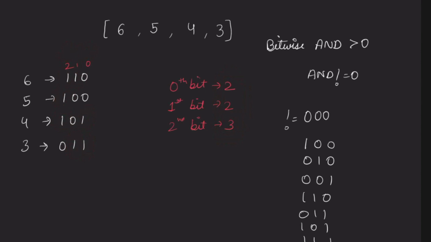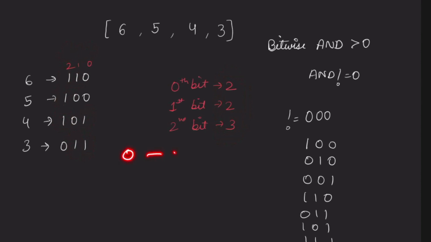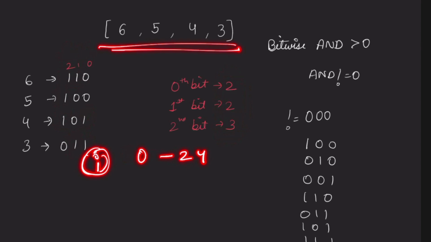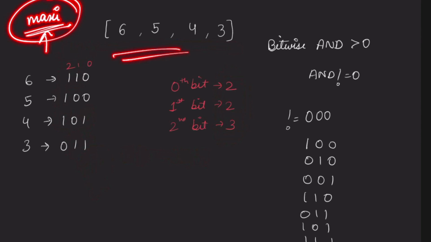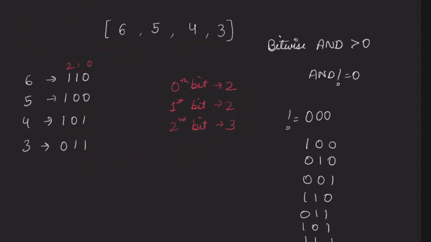So you just need to run a for loop which will run for the 24 bits, from 0 to 24, for a variable i. Then you need to check, for all these numbers, how many of them have their ith bit set. Whatever that count is, you take it and update your maximum variable. Let's suppose you take a variable maxi, then you update maxi with the maximum of maxi comma the count you have got. That is the simple thing that you need to do.